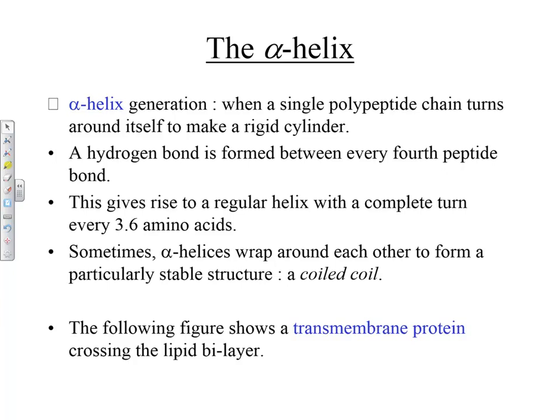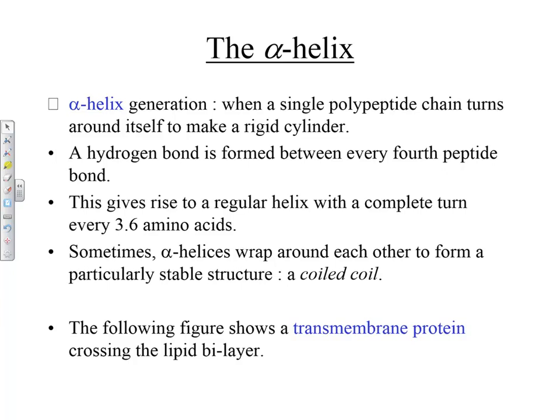Now, sometimes you will have alpha helices that wrap around each other to form a particularly stable structure that is called a coiled coil. So you might have one alpha helix like this, another alpha helix, and then the two of them are wrapped together, and they'll form a stable structure, right? That can also happen. You have that in your hair, okay?